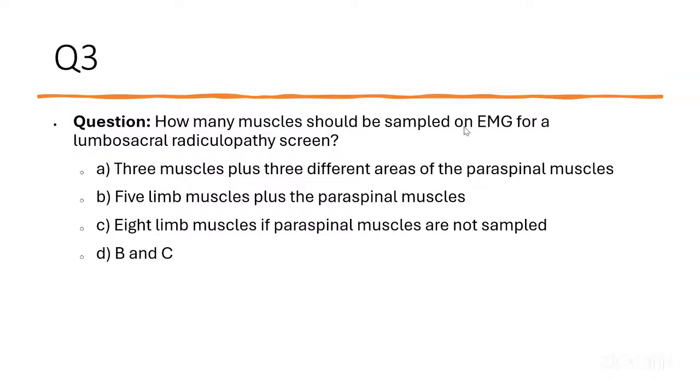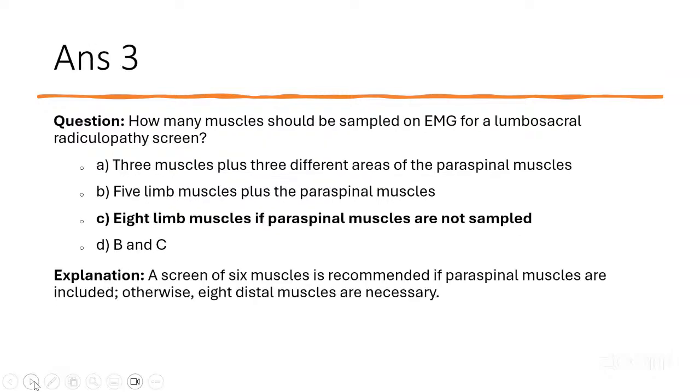The same applies for even brachial plexopathies and cervical radiculopathies. If paraspinal muscles are not sampled, you have to test eight limb muscles; remember that eight limb muscles are to be tested. So these are some of the things before others come. A screen of six muscles is recommended if paraspinal muscles are included. Otherwise, eight distal muscles are necessary. And how you should select the muscles, we'll come to know.